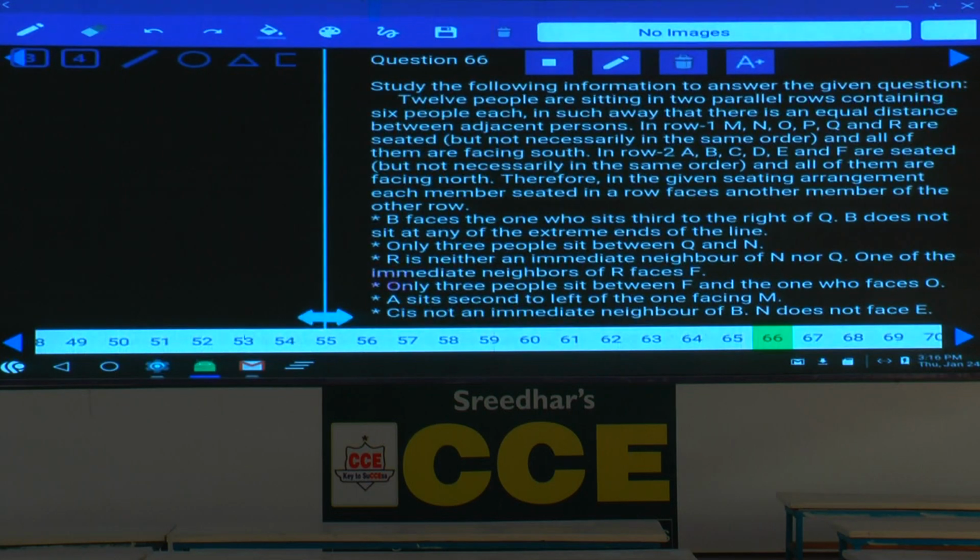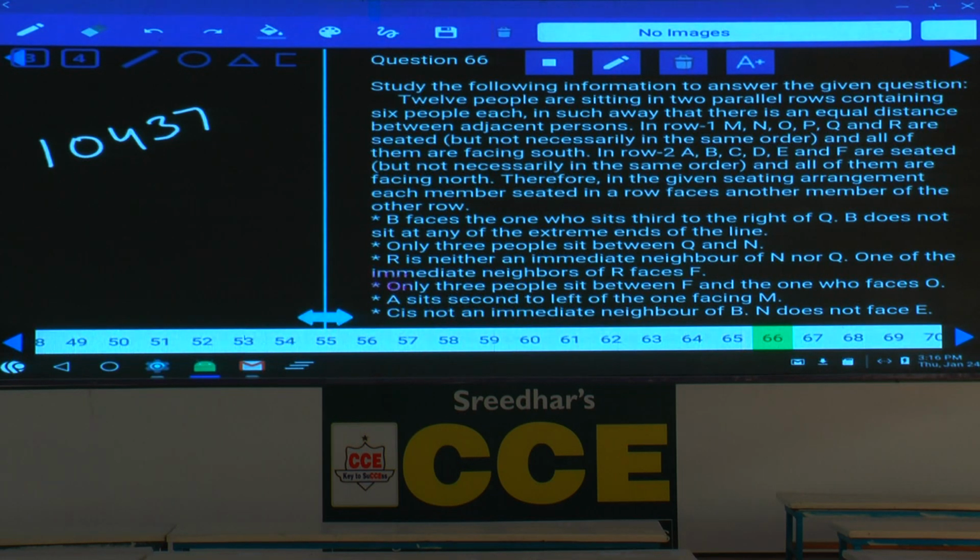Now paper number 10437. Now this is NIACL AOs. Now question number 66 to 70. Now these 5 questions are based on 2-row arrangement.